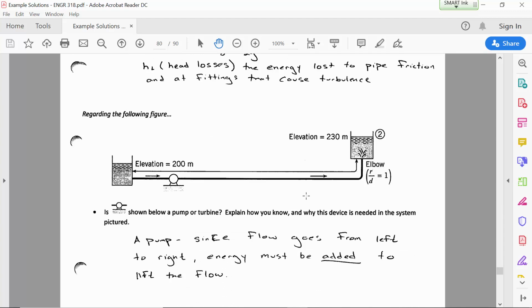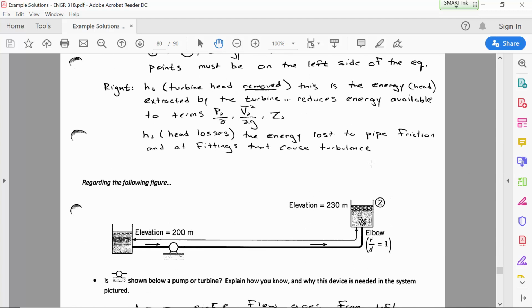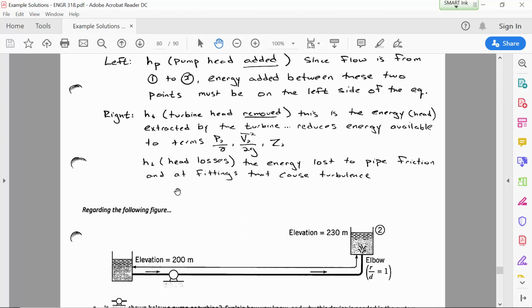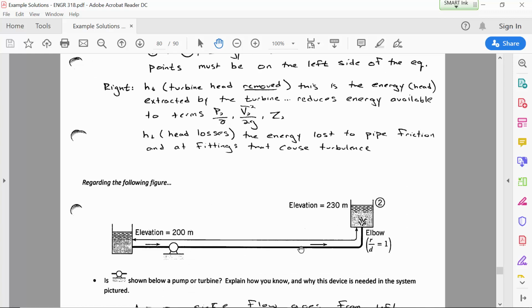So if we were going to look at it in terms of the energy equation, at the tank surface, there's no pressure, there's no velocity. You've got a certain elevation, plus the pump head is going to overcome whatever pipe friction occurs and whatever local losses there are. So the pump is adding enough energy to overcome two things, the losses and the elevation difference.